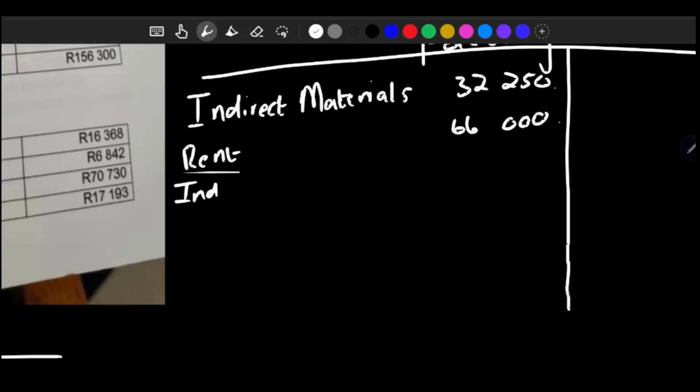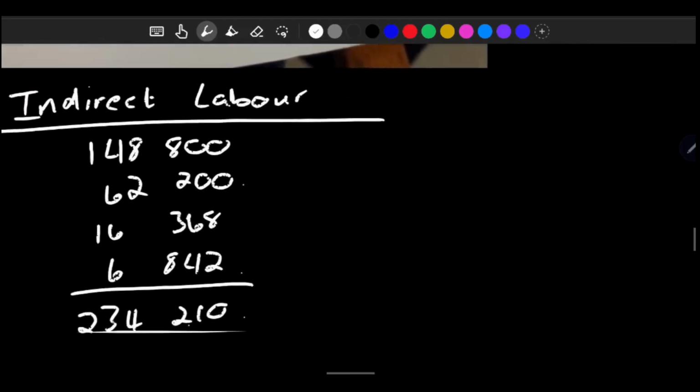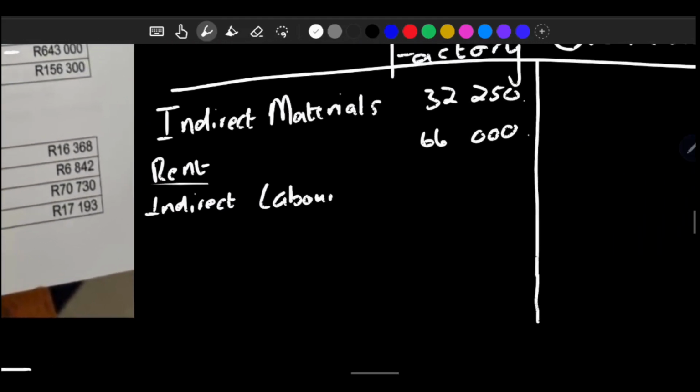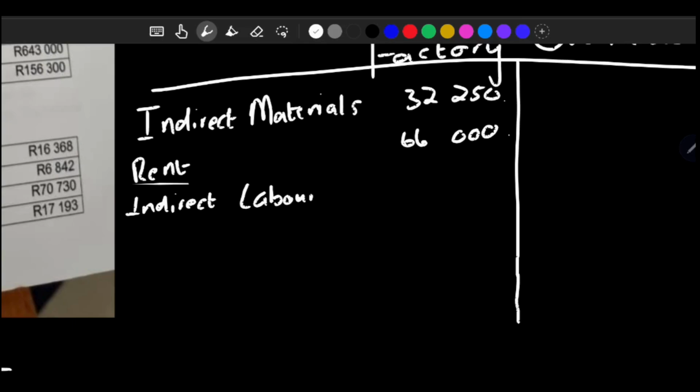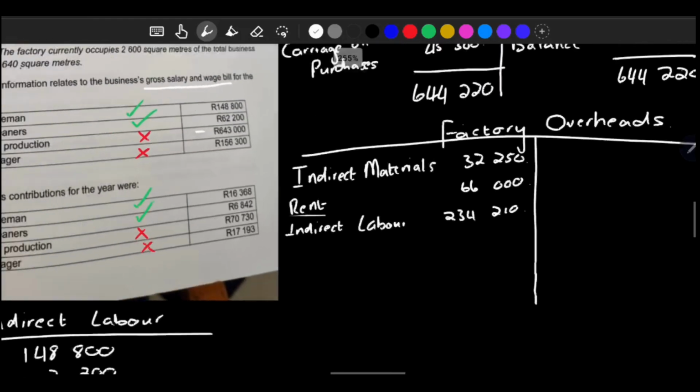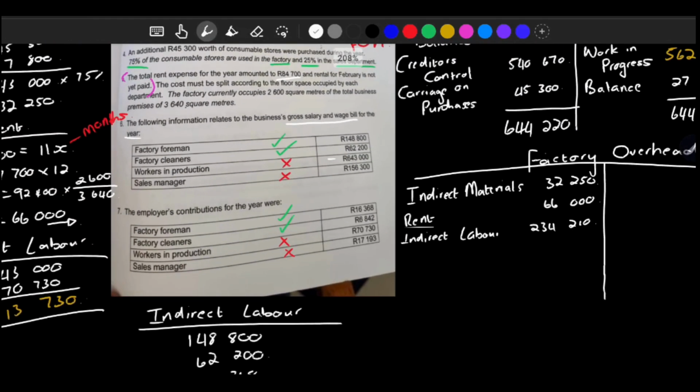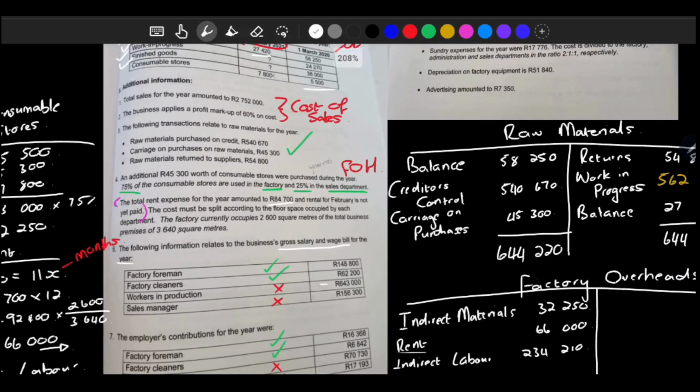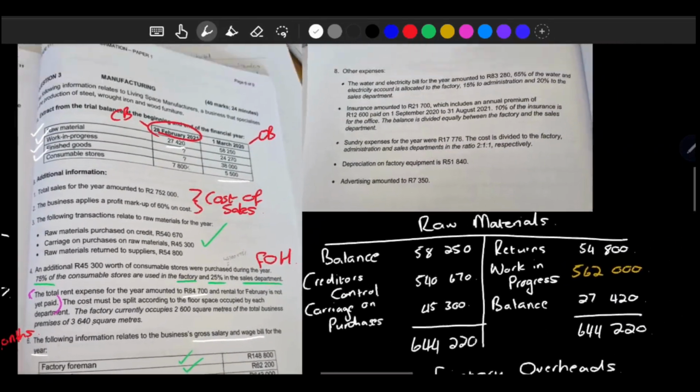Indirect labor is 234,210, right? And we're done with that section. So this whole page we're done, besides the cost of sales section, right?